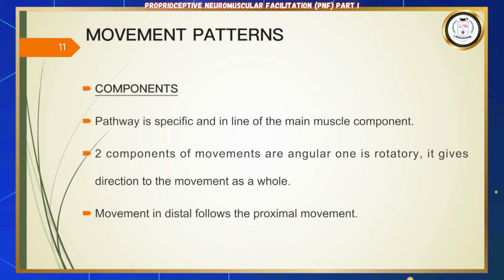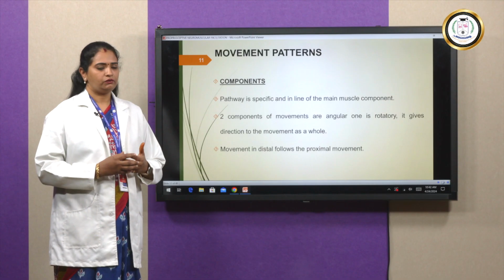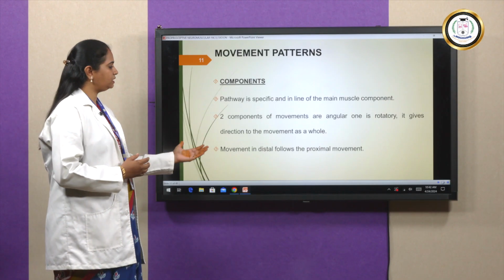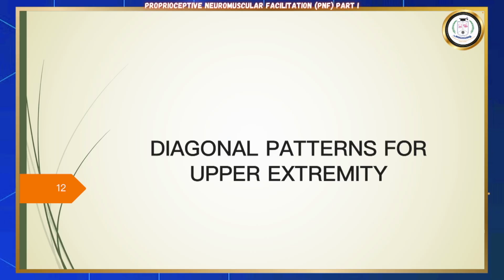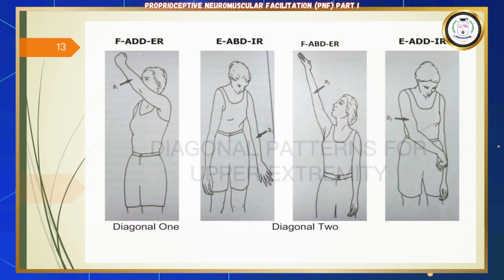Now let us look into the movement patterns. There are two components in the movement pattern: the angular pattern, which is a rotatory component, and the other one is the distal, which follows the proximal pattern. Let us look into the diagonal patterns for the upper extremity. Here are some figures which show the diagonal patterns.